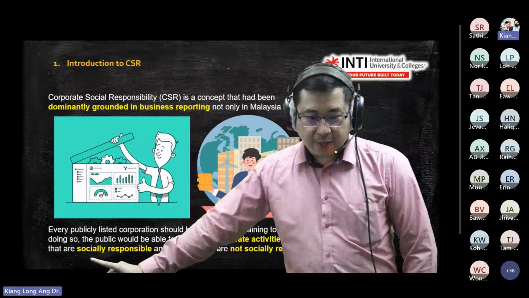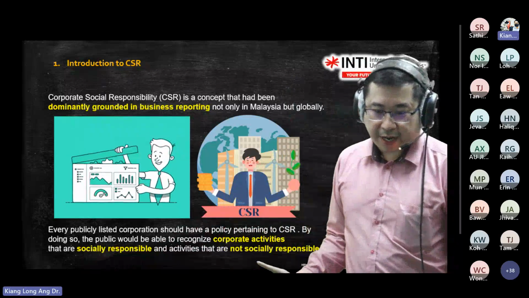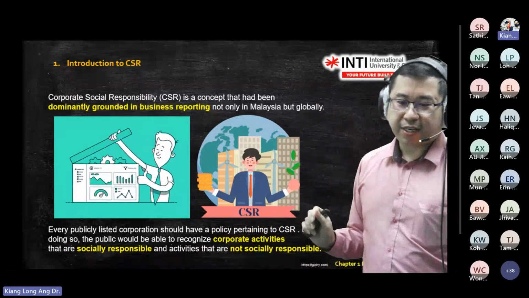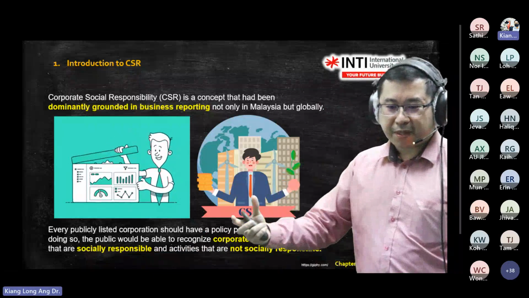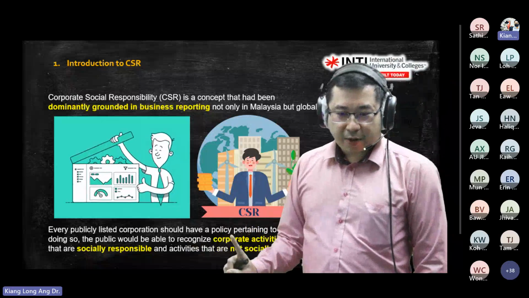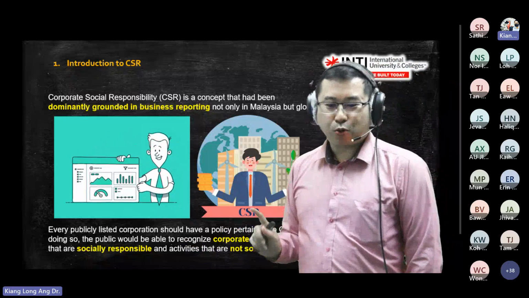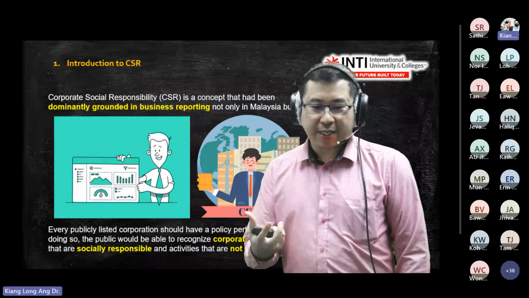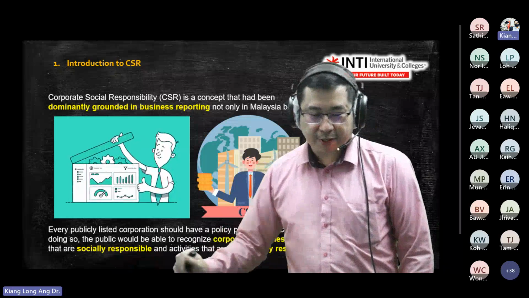Second, what is the social impact that you have to do? So one is the company, one is the receiver or the society. So what does the company do, and then the society receives it, right? So what the society receives, what benefit is received by the society, all right?